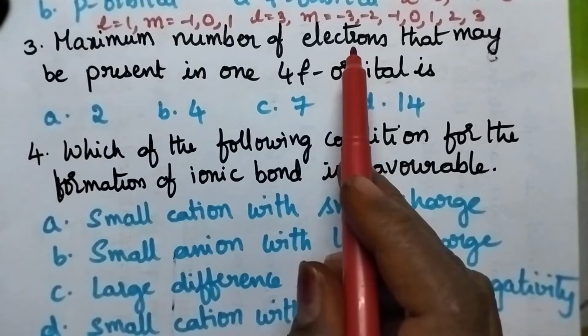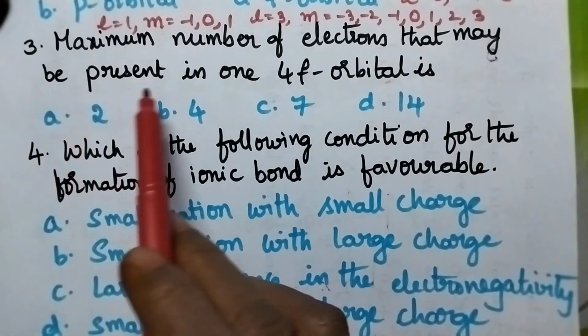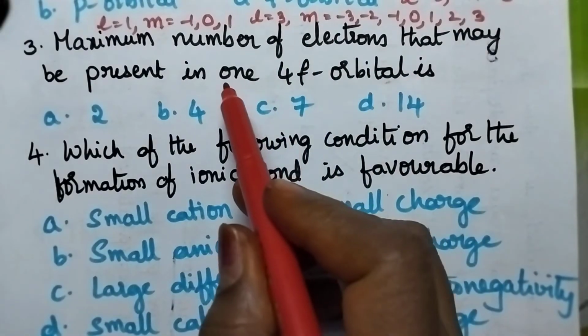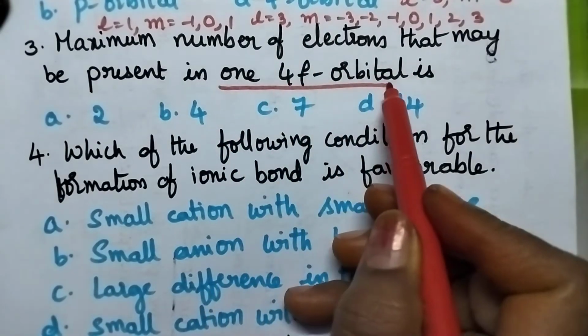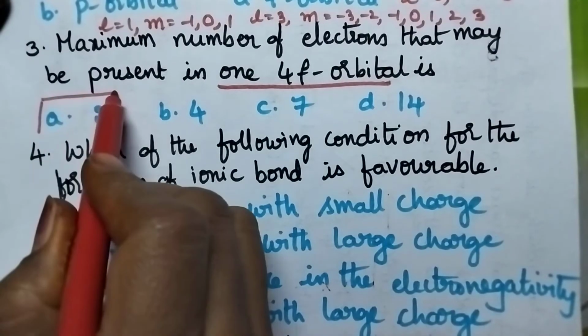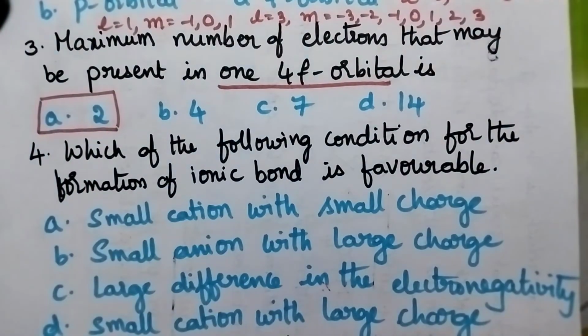Maximum number of electrons that may be present in 1,4f orbital is. So 1,4f orbital means it can accommodate only 2 electrons. So option A is the right answer.